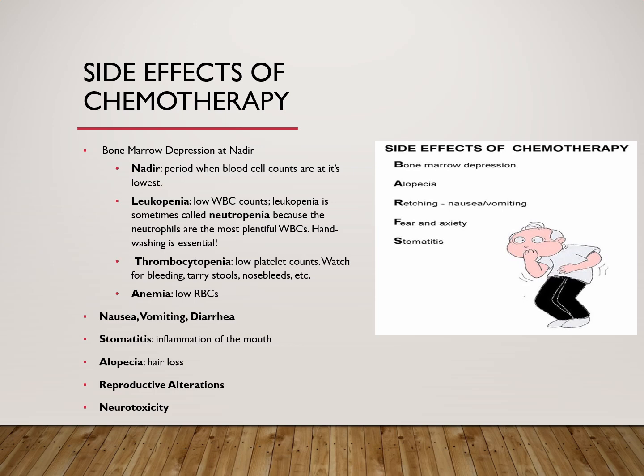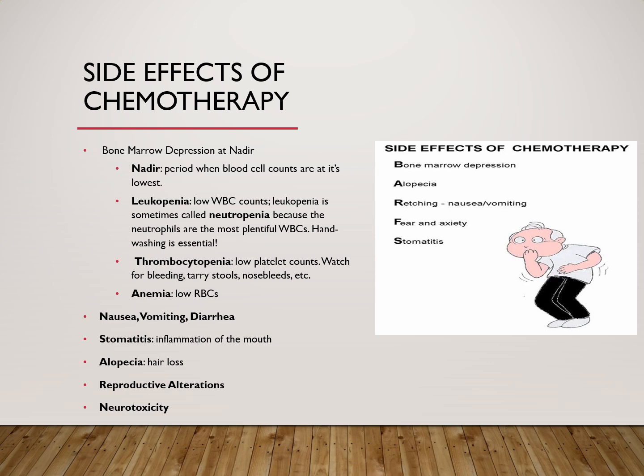Chemo attacks the GI system as well because the lining of the GI tract is made up of rapidly dividing cells. It's very susceptible to the toxicity of chemo drugs. So patients often experience nausea, vomiting, and diarrhea. You also see an inflammation of the mouth called stomatitis.